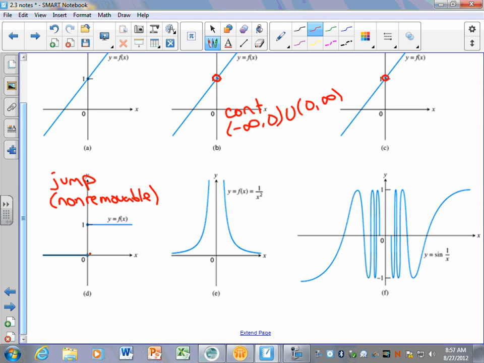And letter E, infinite, that's definitely an asymptote there. This side's going up, this side's going up, but they're never going to meet, they're never going to touch. So this would be infinite, also non-removable.